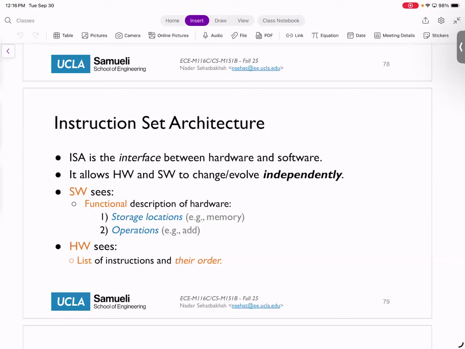And the majority of the lecture today is going to be actually about that. And then I also told you about what software and hardware understand from each other. So the software basically understands the functional description of the hardware. This includes the storage locations, which are different types of memory or variables, as well as the operations like add, multiply, subtract, and so on and so forth. What the hardware understands is a much simpler version of the system, which is a sequence of instructions, their order, and what they do.